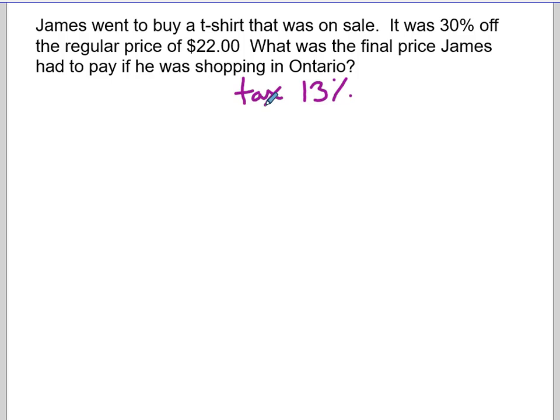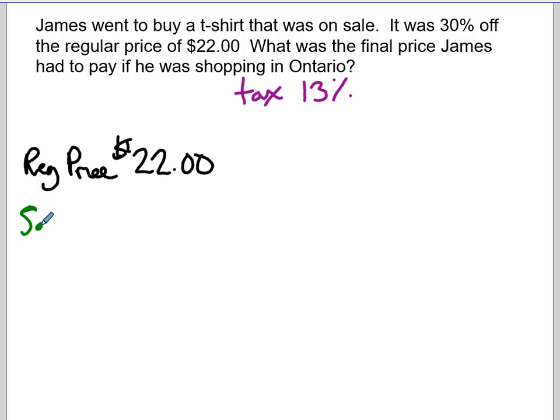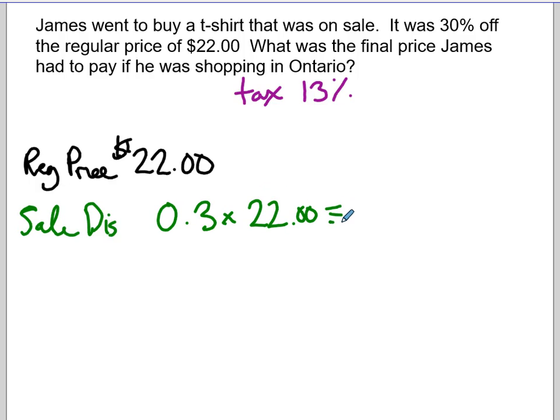Okay, we've done one of these before. We have our regular price of $22. Our sale discount, we need 30% of $22. Oops, that's a funny equal sign. 22 times 0.3, so we have $6.60, which is our sale discount.